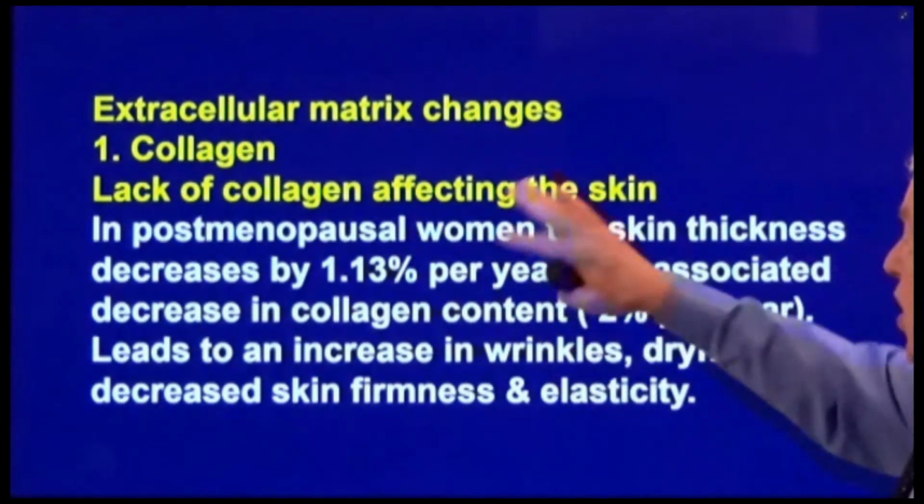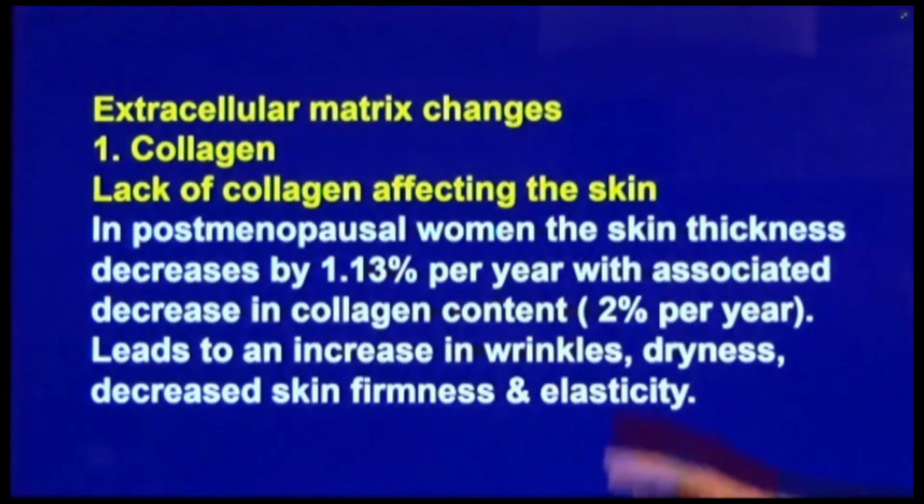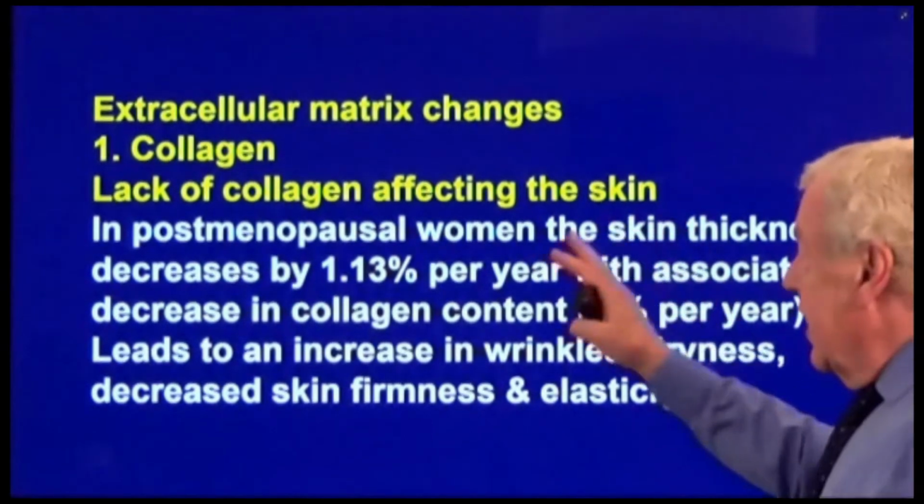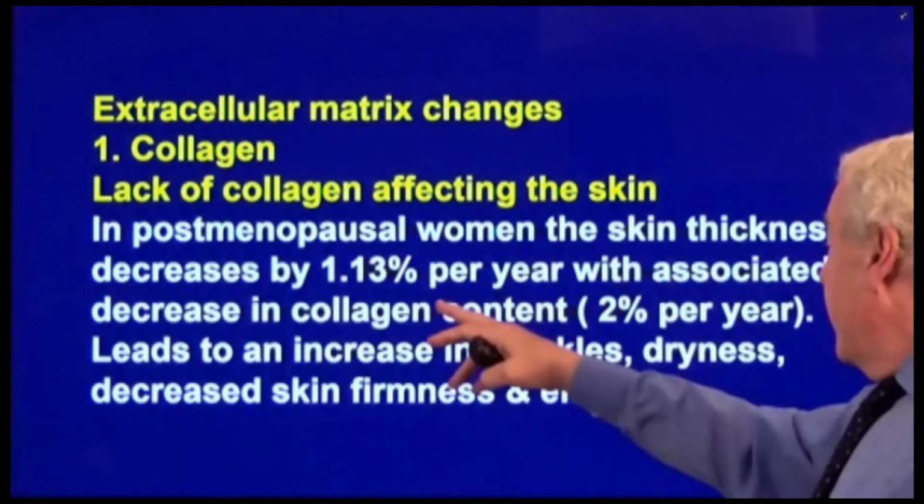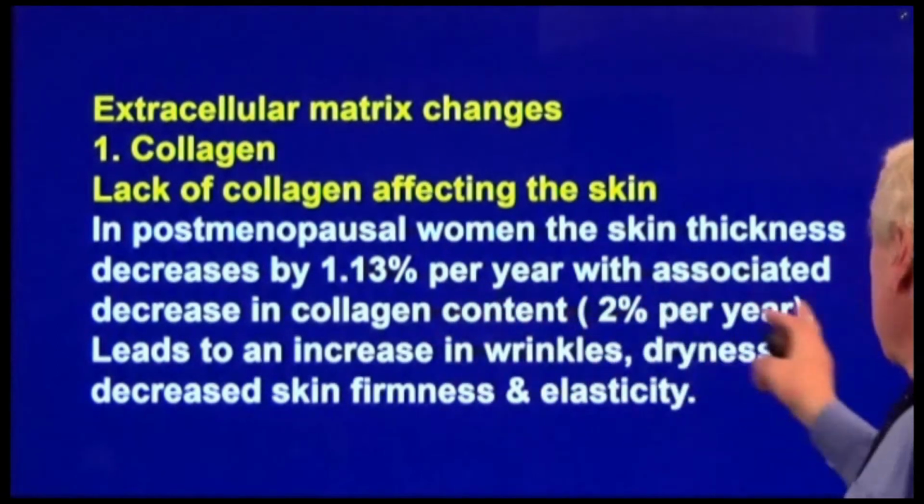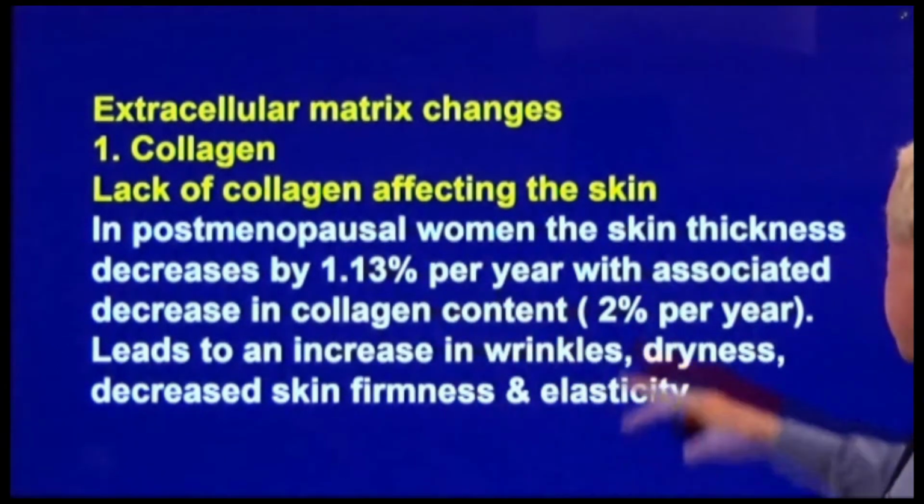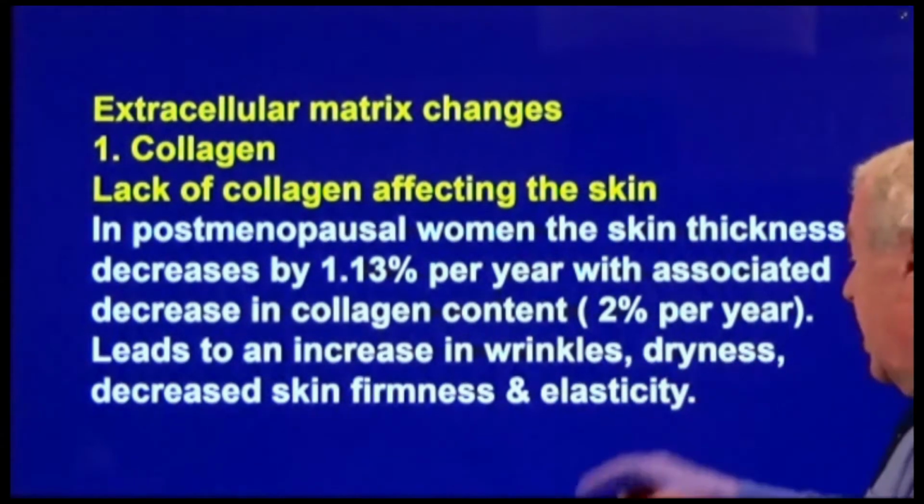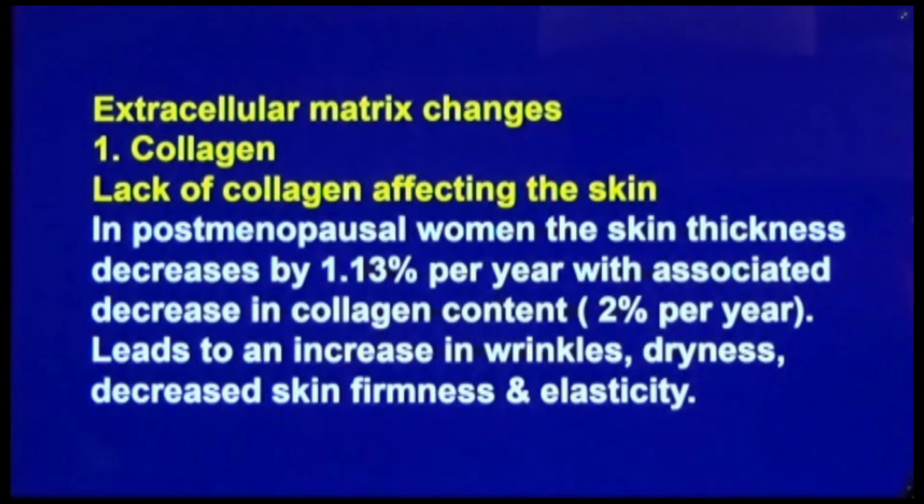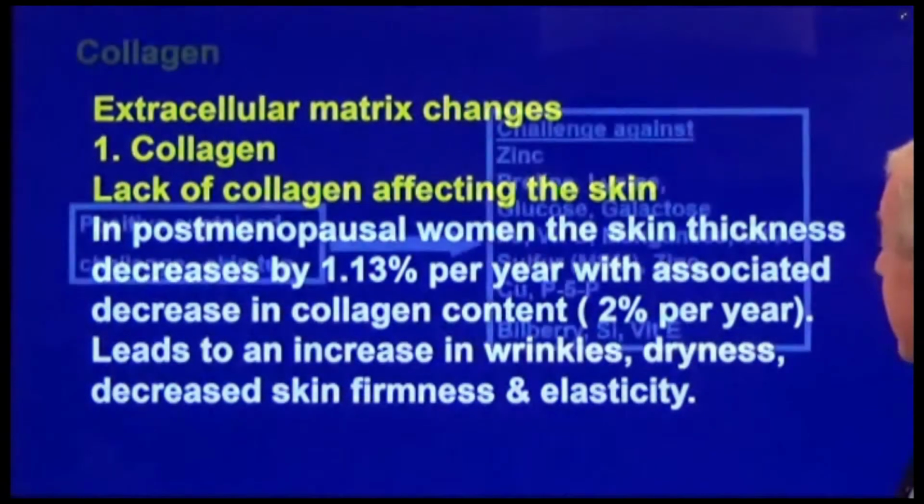So we look at collagen and elastin. So lack of collagen can affect the skin. In postmenopausal women, the skin thickness decreases by 1.13% per year, with an associated decrease in collagen content of about 2% per year. It leads to an increase in wrinkles, dryness, decreased skin firmness, and lack of elasticity.